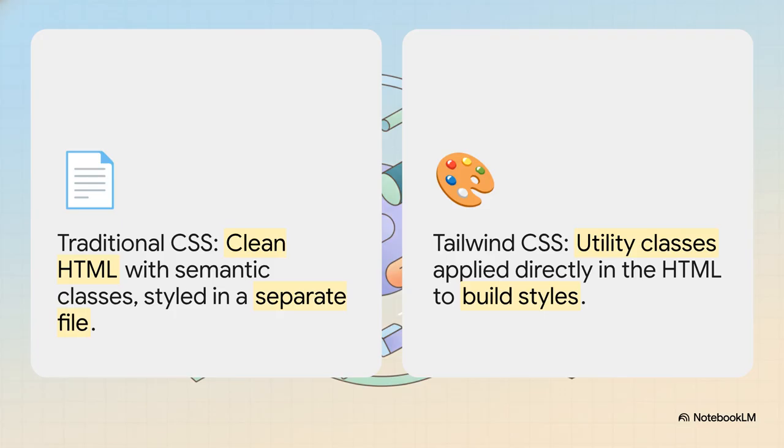So look at this. On the left, you've got the way we all learned to do it, right? Clean HTML, a nice semantic class name like card, and all the styling is neatly tucked away in a separate CSS file. Super organized. Then you look to the right, and whoa, that's Tailwind. It's just this long string of classes right there in the HTML. I mean, it looks kind of chaotic, doesn't it? It feels like it breaks the number one rule we were all taught. Keep your content and your presentation separate.